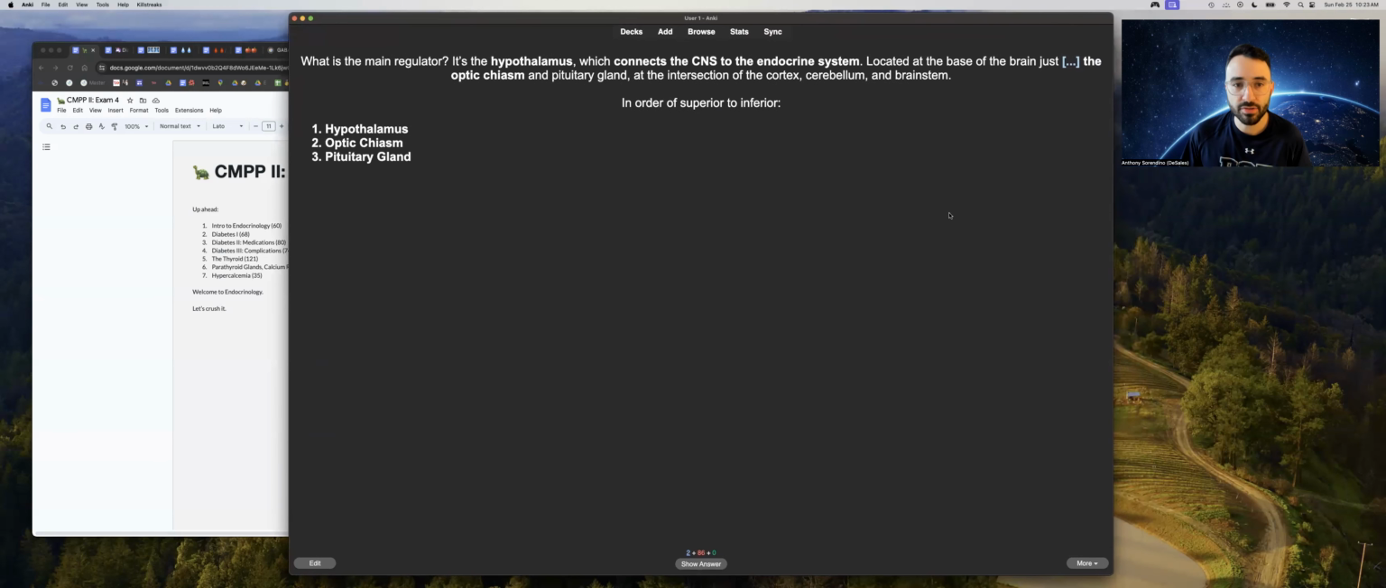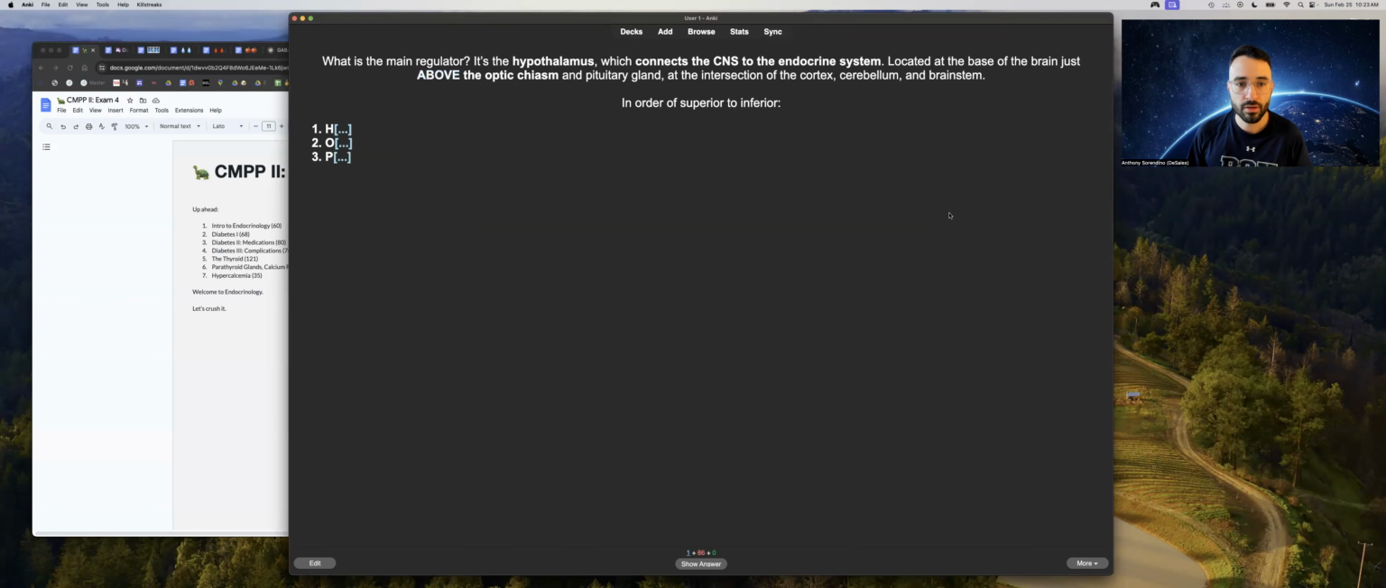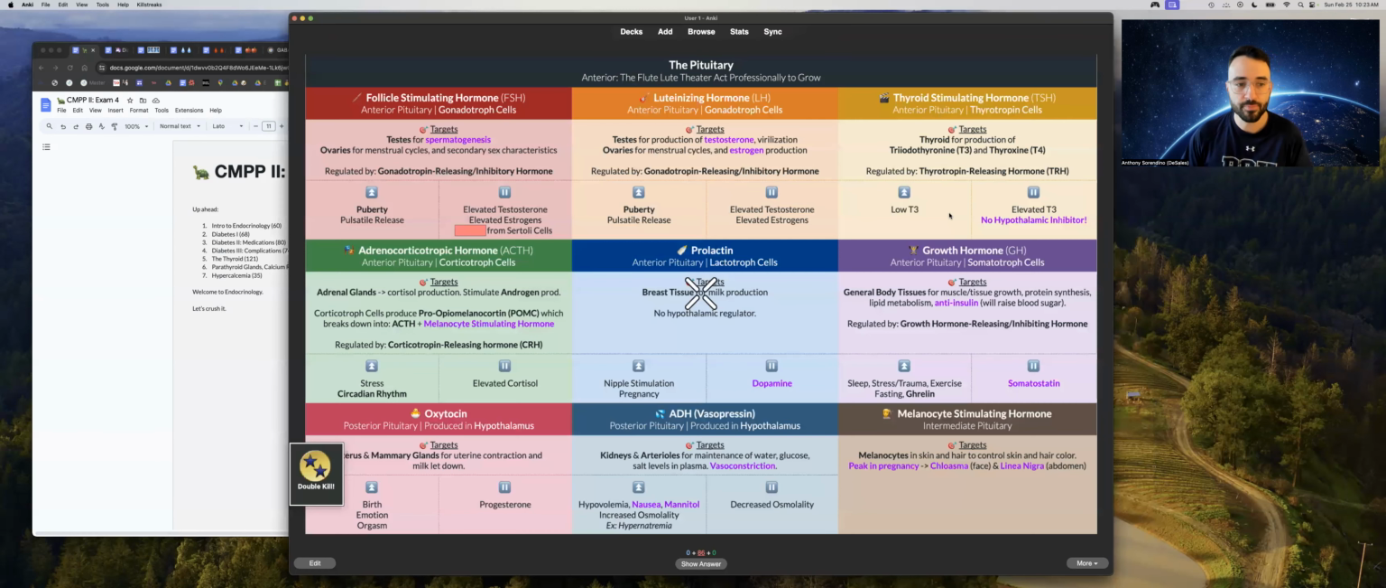Just above the optic chiasm, hypothalamus just above it. In order superior to inferior: hypothalamus, optic chiasm, pituitary. Inhibin from Sertoli cells. What inhibits follicle stimulating hormone? Inhibin.